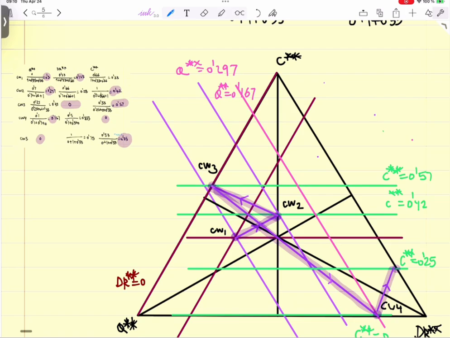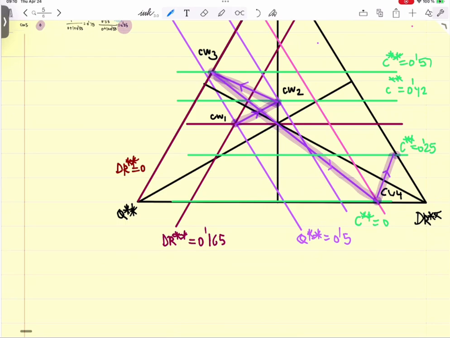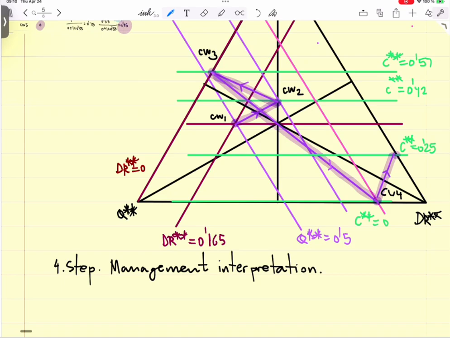So the way to understand this is like this. Or to interpret, let's say, interpret. Step number 4 is the management interpretation. At the end of the day, as I said, you're going to be leaders in the organizations you are, so you need a management interpretation. So the system is in alignment.